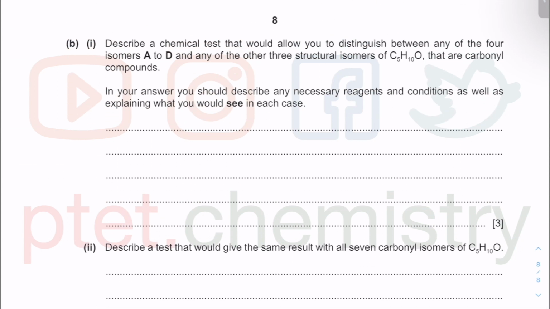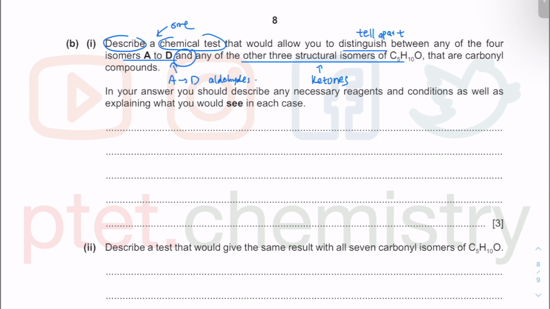Now the next bit, describe a chemical test. You need to distinguish, you need to tell apart the difference. My handwriting is pretty bad there. So tell apart between any of the 4 isomers A to D and any of the other 3 structural isomers. So these must be ketones, which I mentioned, because A to D, they are aldehydes. So a chemical test, so that is 1.